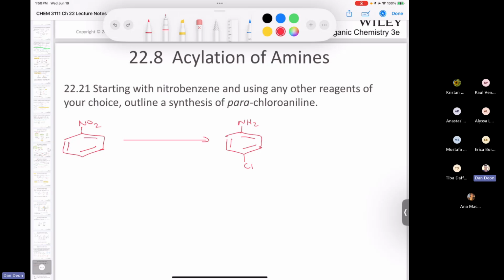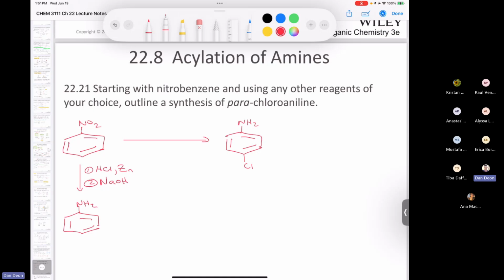So how do we reduce the nitro to an amine? Well, we learned a couple of different ways to do it. I'm going to use HCl and zinc together. And then in the second step, I'll treat that with sodium hydroxide. And that's just to free base the compound. And that's going to give me aniline.